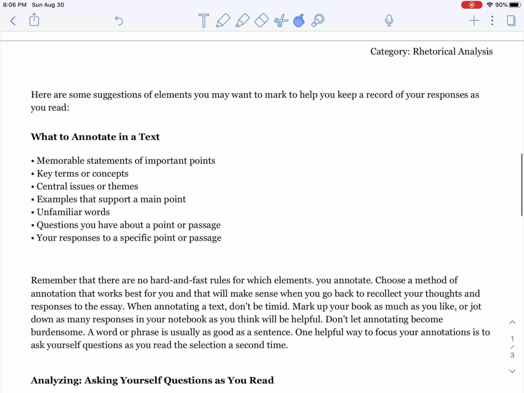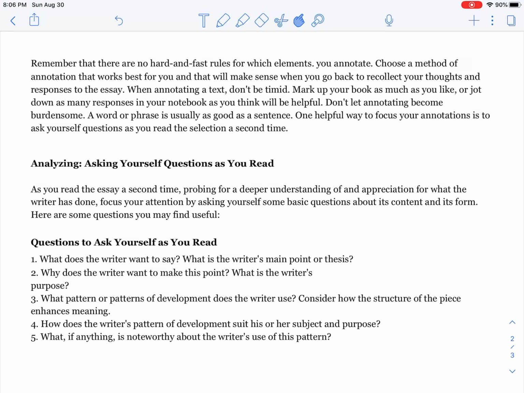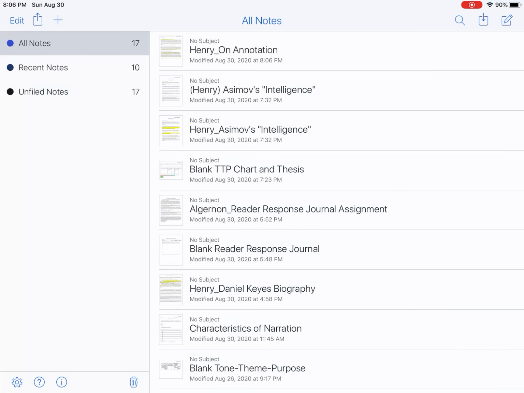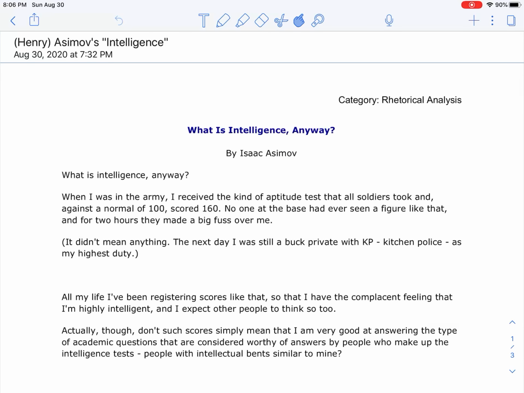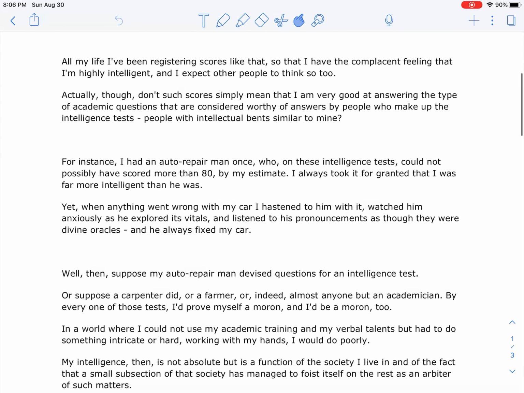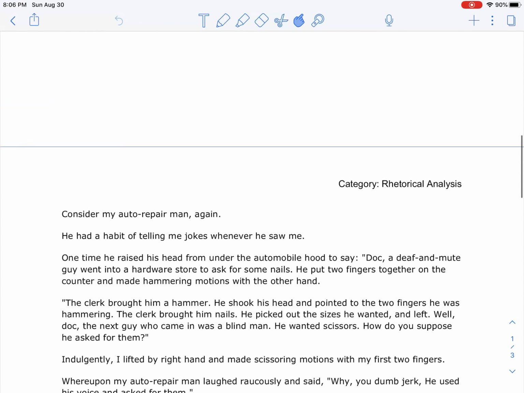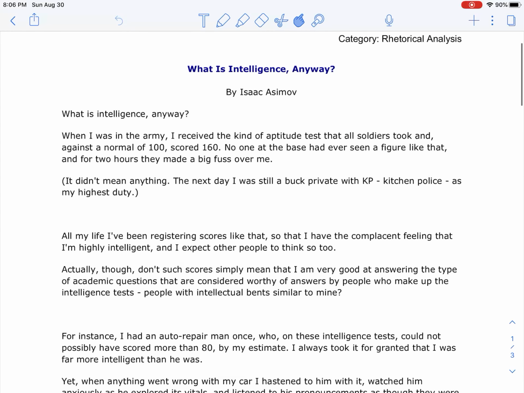Okay, so there are a few things. You're going to have this document available to you in a link in today's lesson. So I definitely want you to go through this. These are just some key things to annotate, questions to ask yourself as you read. So what I'd like to do is put this in practice. So you have a piece called Isaac Asimov's "Intelligence." Let's read through this here together.